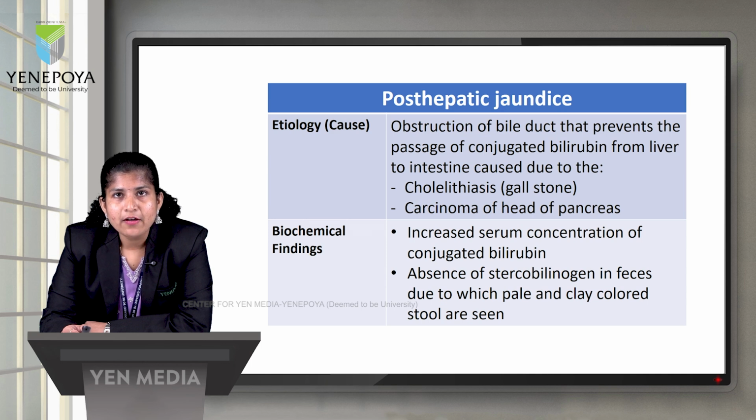Biochemical findings: there will be an increased conjugated bilirubin level, as well as we can see there is an absence of stercobilinogen in the feces, that leads to pale or clay colored stool.